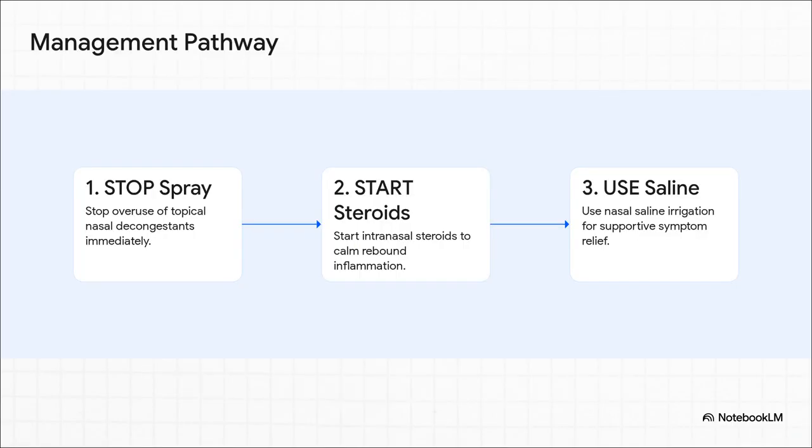So, when that question inevitably asks for the next best step, this is the 3-step plan you need burned into your memory. Number 1, and there's no negotiating this, they have to stop using the decongestant spray immediately. Number 2, you start them on intranasal steroids to calm all that inflammation down. And number 3, you can use saline irrigation to help with the symptoms. You've got to lock that pathway in.